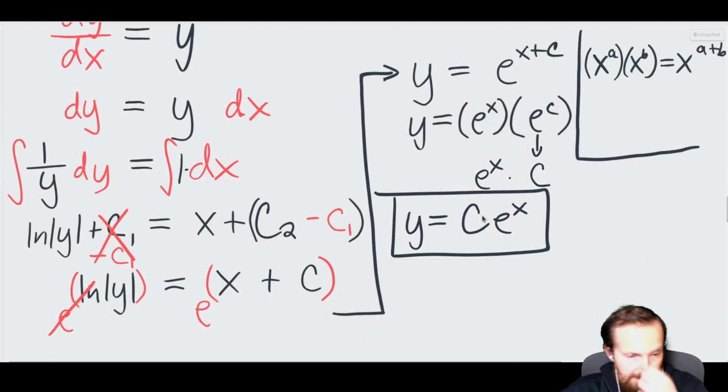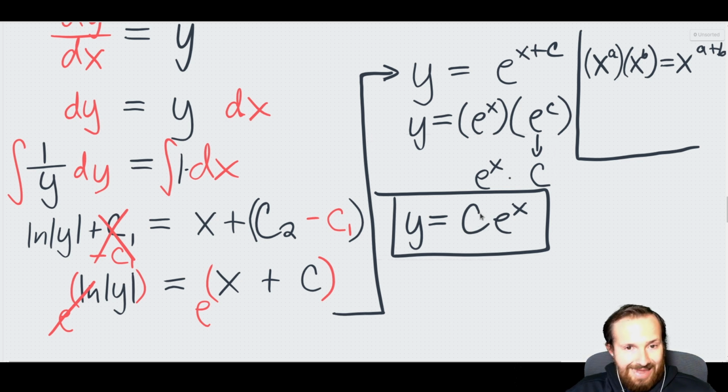Effectively, what we found is that logically, it would be a solution to the differential equation if it was y equals some number times e to the x. And that's effectively what we have here. C could be any number. It could be 1, negative a million, pi, or it could be 0. That's why y equals 0 was a solution before.